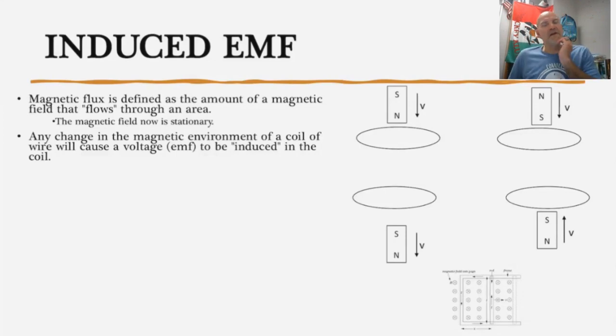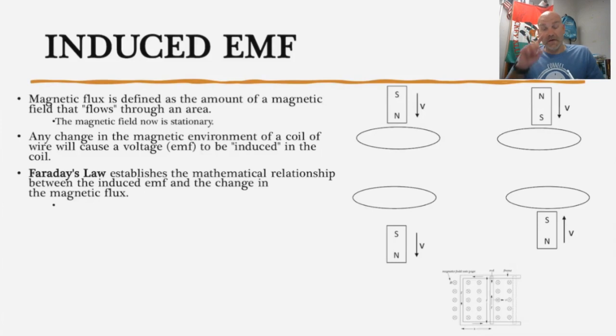This is where Michael Faraday comes into play, because he has a law that establishes the mathematical relationship between the EMF and the change in the magnetic flux. That law is EMF equals negative N, with N being the number of turns, d phi dt. Remember, phi, sometimes written with a subscript B, is our magnetic flux. When you see that d, the derivative notation, it means something's changing. That tells us the magnetic flux is changing with respect to time.